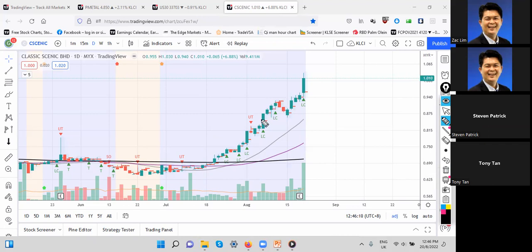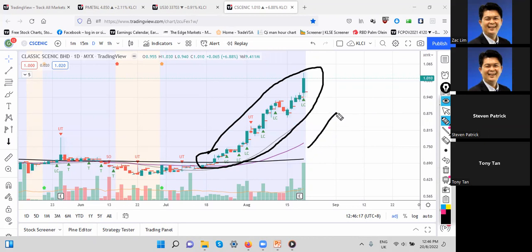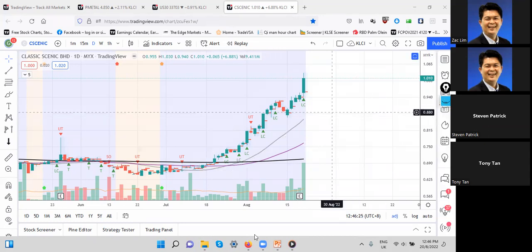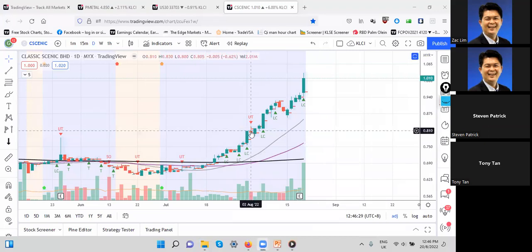I see that this type of pattern is not many. Compared to that, with pullback there are many more stocks you can find. So that's why my trading strategy always uses pullback, not breakout theory.